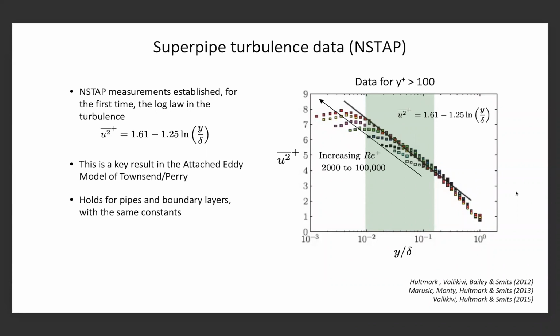So this is all very satisfying because, you know, this is a key result in the attached eddy model of Townsend and Perry. And we show it here for the Superpipe, but it also holds in boundary layers, and it's been shown in other places that it seems to be an almost universal result for canonical wall-bounded turbulent flows, the same constants. So this was a very satisfying result.